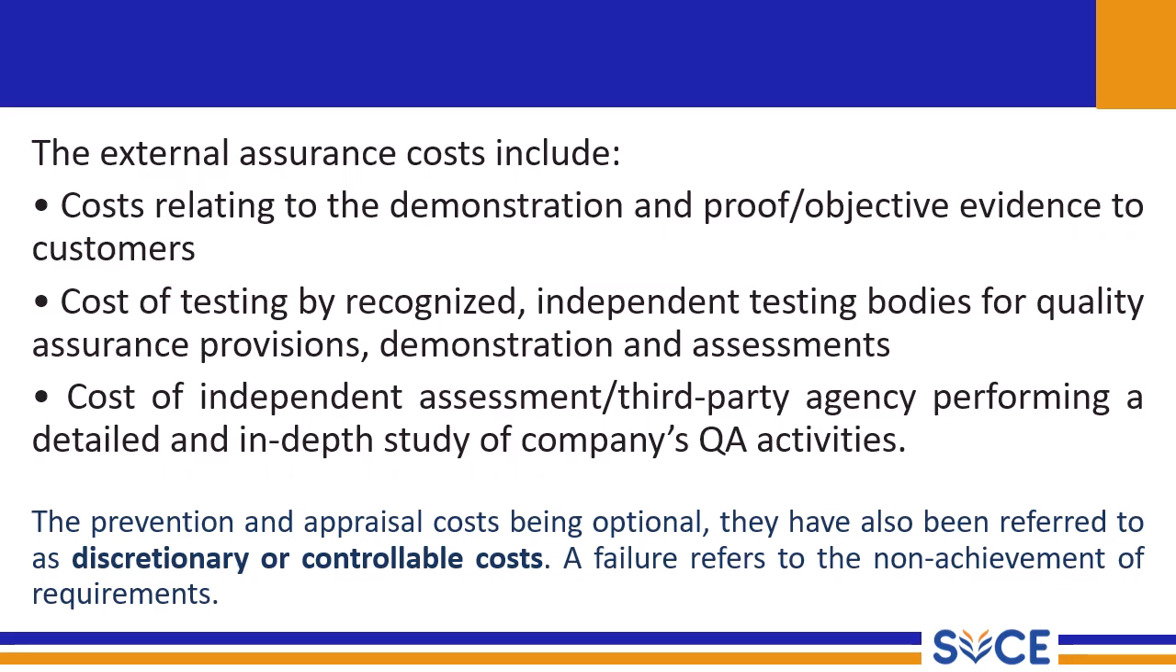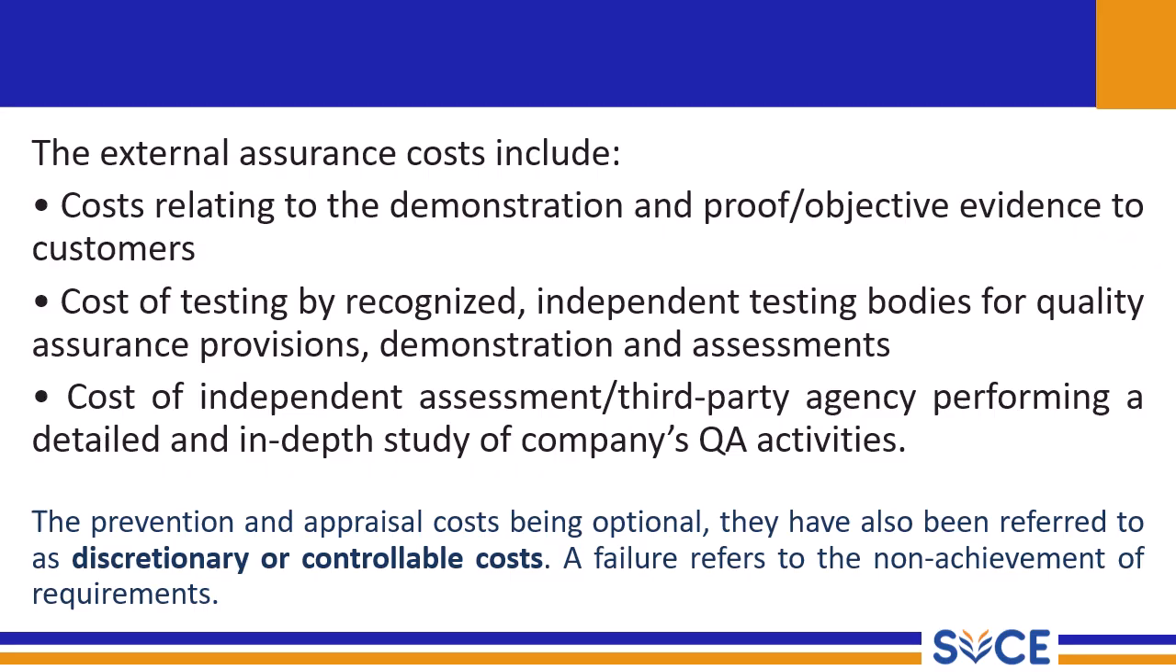External cost includes costs relating to demonstration and proof evidence to customers, cost of testing by recognized independent testing bodies for quality assurance provisions, demonstration and assessment. Whatever money we spend for the independent testing bodies, that is what external assurance cost is. It also includes the cost of an independent third-party agency performing a detailed and in-depth study of the company's QA activities. So those are the things that come under external assurance cost.